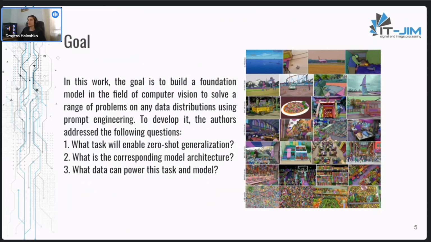In this work, the goal is to build a foundation model in the field of computer vision to solve a range of problems on any data distribution using prompt engineering. To develop it, the authors address the following questions. What task will enable zero-shot generalization? What is the corresponding model architecture? And what data can power this task and model?